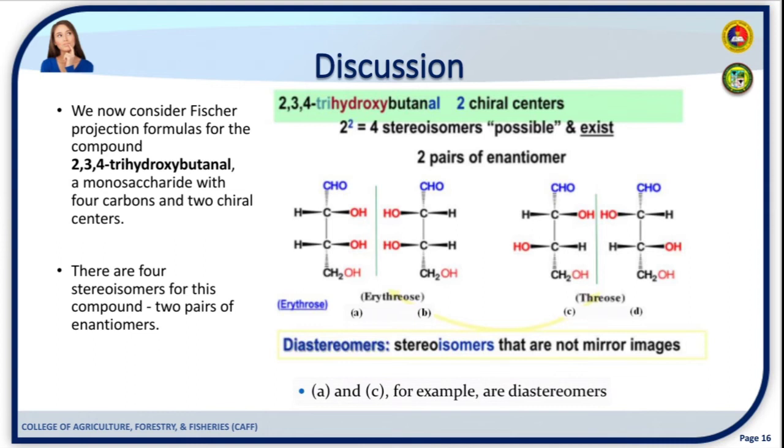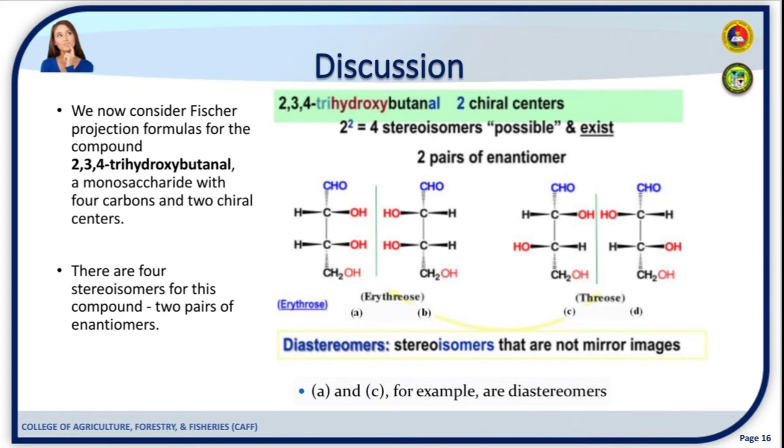That 2, the normal number 2, is the number of compounds in an enantiomeric pair, and you know that 1 pair only consists of 2. The exponent 2 there is the number of chiral centers found in the molecule. Thus, this gives us 4 stereoisomers that are possible to exist. All in all, we now have 2 pairs of enantiomers.